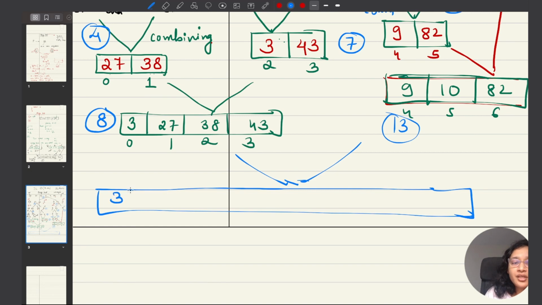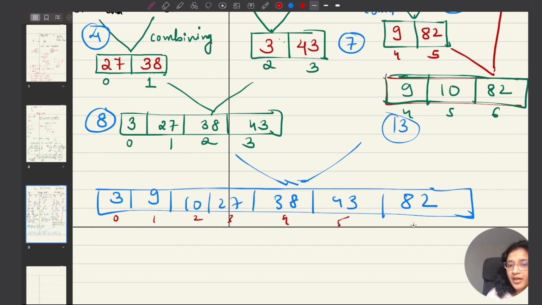So I'm going to have 3 and then it's going to be, I think, 9 and then 10, 27, 38, 43 and I think 82. I hope I did not miss anything. So we'll have 0, 1, 2, 3, 4, 5 and 6. So this is my main array which has been sorted. In how many steps? Let's say this is step number 14.